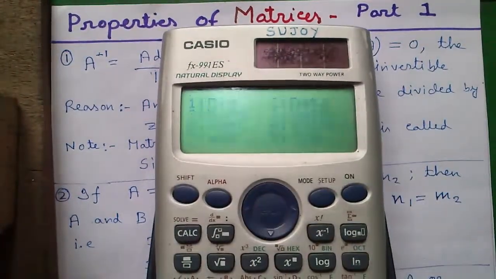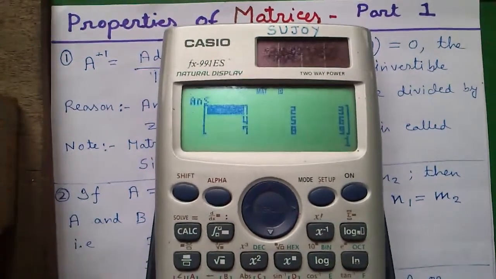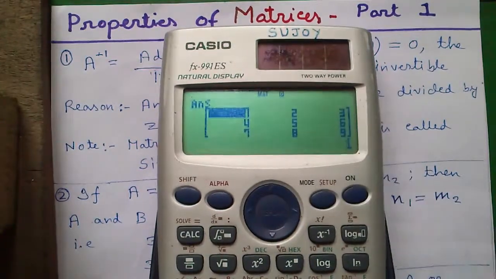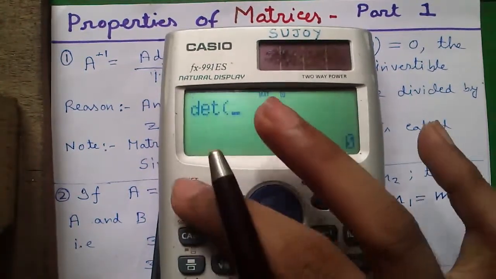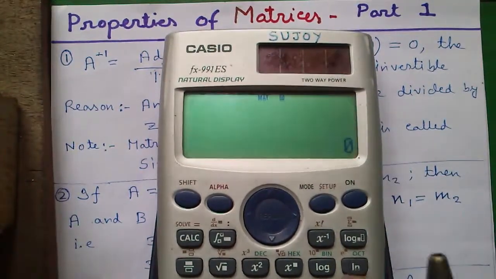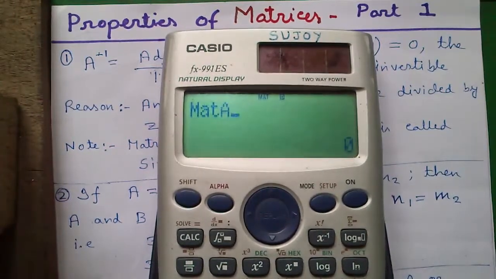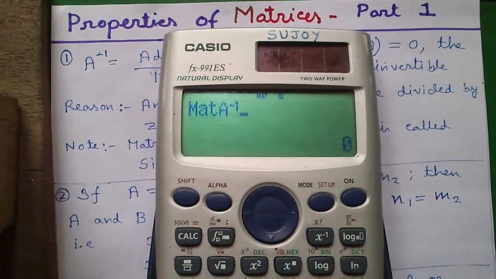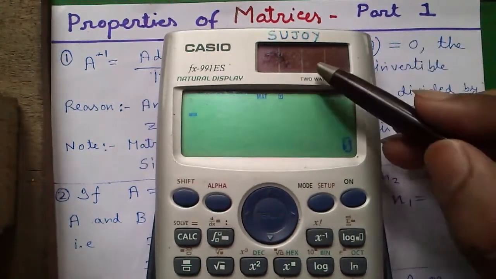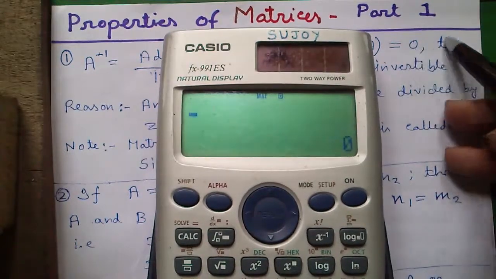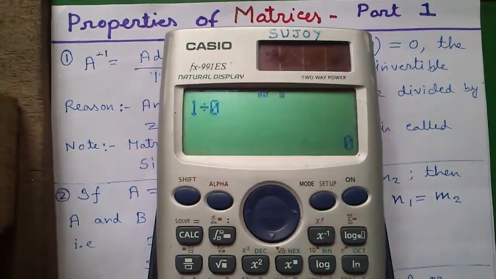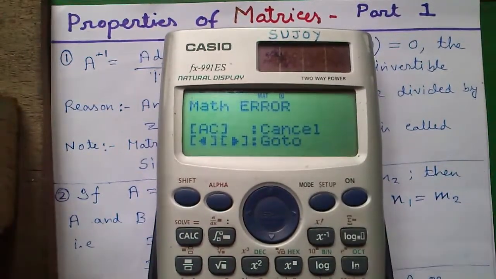Here we have a matrix A loaded into the calculator. That is 1, 2, 3, 4, 5, 6, 7, 8, 9. Let's check its determinant. So determinant of matrix A equals to 0. So it will not be invertible. If we try to invert this matrix, then we will get a math error. It's similar if we try to divide any real number, that is 1, 2, 3, 4, 5, any number by 0. We will get the same error. Let's check it. 1 divided by 0 equals to math error.